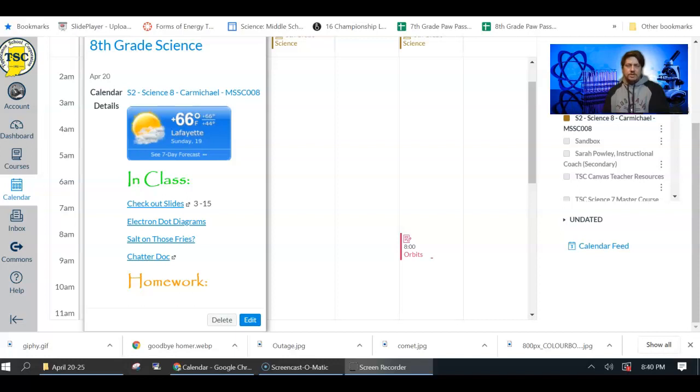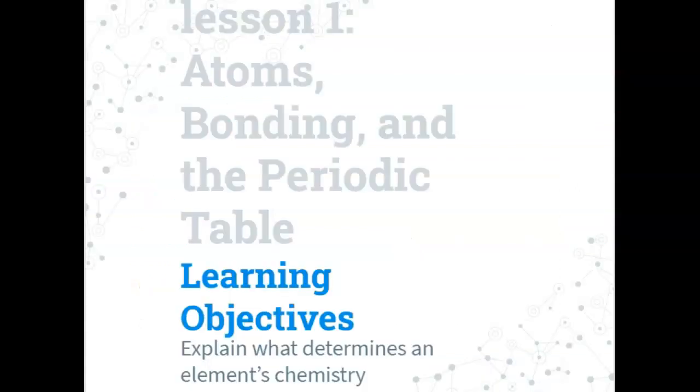Today, we are going to further your knowledge on the periodic table and how atoms bond with each other. So let's go ahead and start with checking out slides 3 to 15 on this link here. So here we have lesson 1, atoms bonding in the periodic table. And our learning objective is explain what determines an element's chemistry.